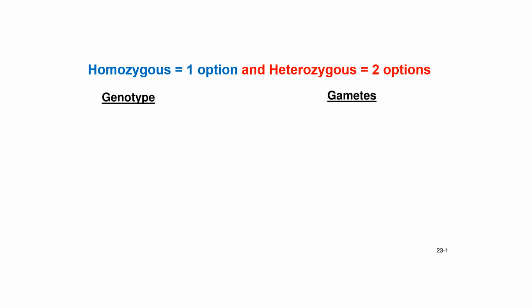When you have a homozygous, you only have one option, and when you have a heterozygous, you will have two options. In this case, you have two alleles. If you have three alleles, you can have three options. But let me show you. When you have a homozygous, you have one option to make a gamete. For example, if it's capital A, your gametes will have the only option, it will be to make this gamete or this gamete.